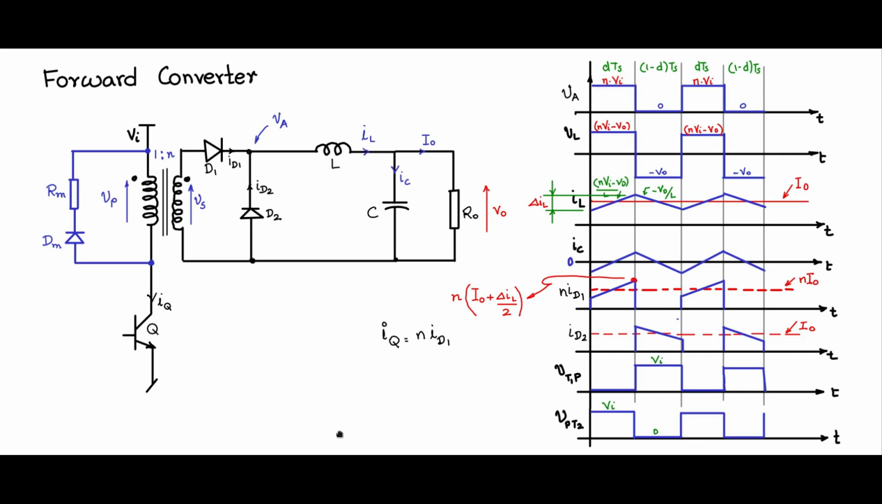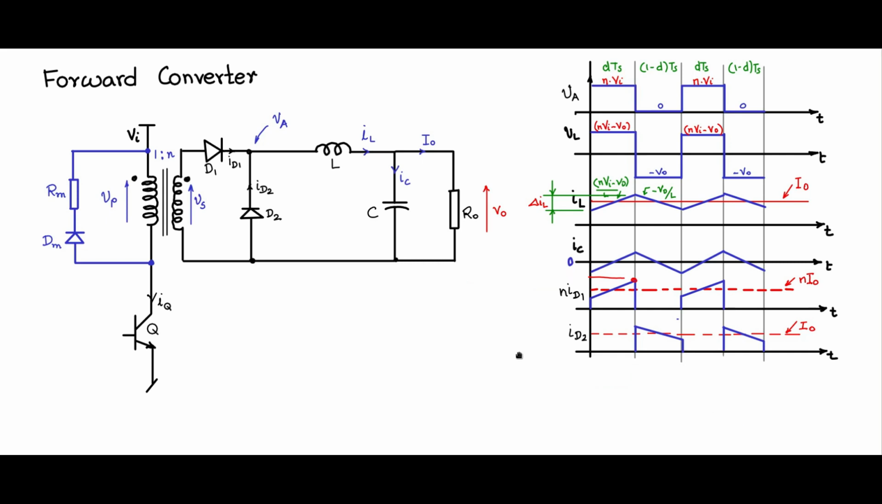With respect to the primary side switches, with respect to VT1P, the voltage of the VT1P, I will discuss that separately. VPT2 is the voltage across the diode D2. There is no change except that Vi becomes NVi. So I will remove the voltage portions of the waveform now, and I will get back to that.